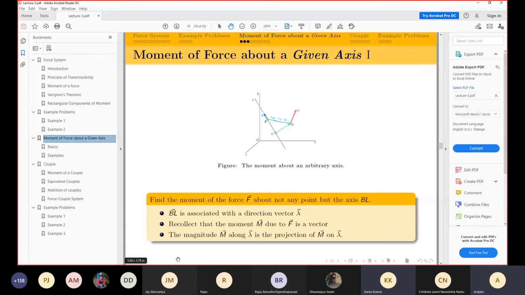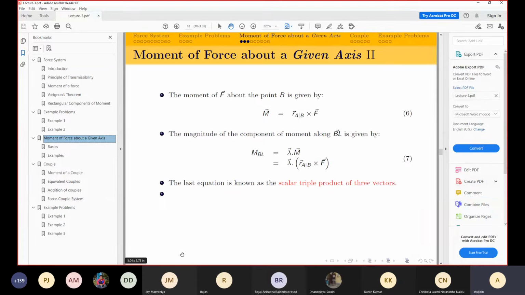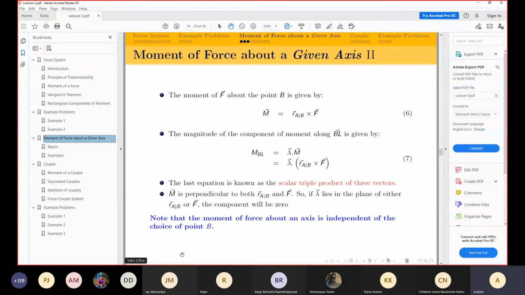So basically, there are many ways of saying it, but basically we are taking the scalar triple product. Sorry, we calculate the moment, which is r cross F, and the scalar product of the axis direction dot M is your moment about an axis.